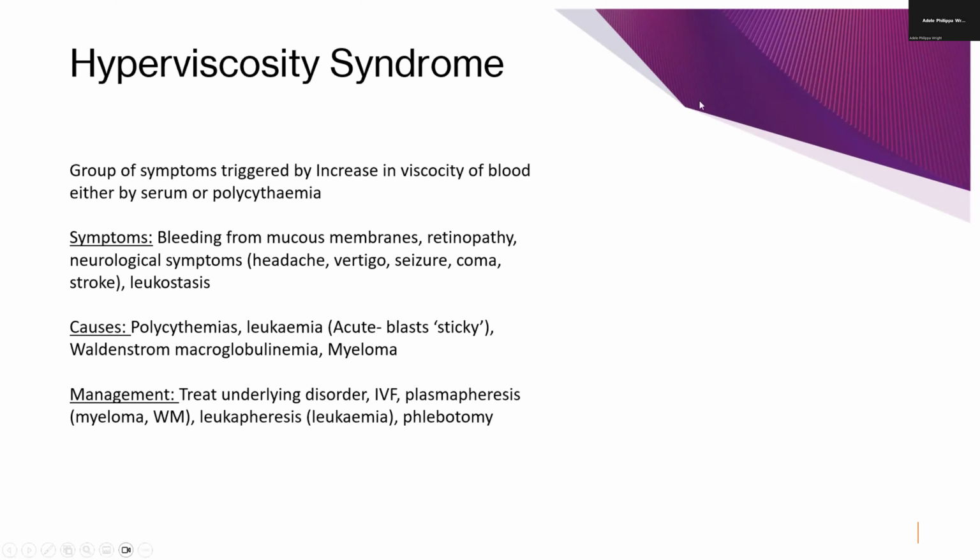Last question, I promise. Does anyone want to hazard a guess why Waldenstrom's, which is an IgM paraprotein, is at high risk of hyperviscosity? And this is sort of a basic immunology question, rather than a hematology question. Yeah, that's right, Chris. So IgM is physically larger, so it makes the blood more viscous.